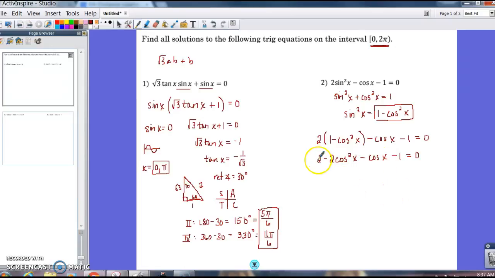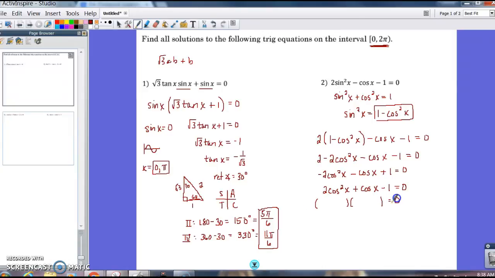Now from there, I'm going to combine my like terms. So I have 2 and negative 1. That gives me negative 2 cosine squared x minus cosine x, and 2 minus 1 would be plus 1 is equal to 0. Now, I don't know about you, but I really don't like factoring if there's a negative out front. So I'm going to multiply through by negative 1 to just change the sign of everything. So that gives me 2 cosine squared x plus cosine x minus 1 is equal to 0. Visually, for me, it's much easier to deal with this equation than it is to deal with this one. So now I'm just going to factor, right?